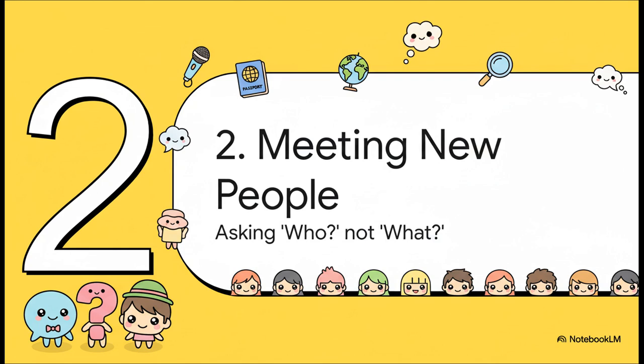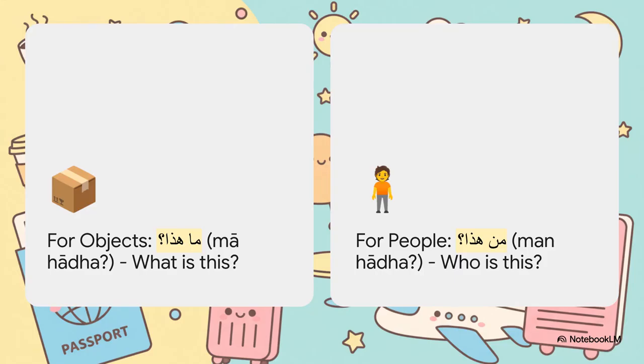Let's level up a bit. We're moving on to our next section. We've got objects down, so let's use that exact same thinking to start talking about people. The only trick, we need to learn how to ask who instead of what. Okay, check this out. It's all about one simple little swap. To ask about a thing, we use ma hadha. But to ask about a person, you just switch out ma for man. So it becomes man hadha. It's such a tiny change, right? Going from what to who. But wow, it opens up a completely new dimension of conversation.